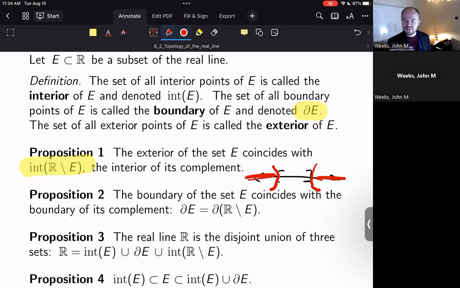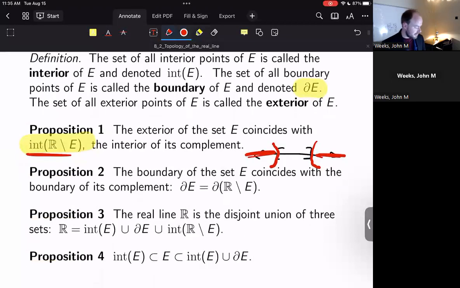More particularly, even if we hadn't had a closed interval here, if we'd had an open interval, then this complement, this part that we've drawn for the exterior, would be the open intervals. And that's kind of all the biggest open intervals possible that exist outside of this set. That is exactly the interior of the complement. So the exterior of E is the same as the interior of the complement of E.